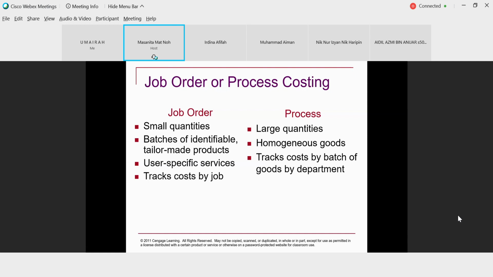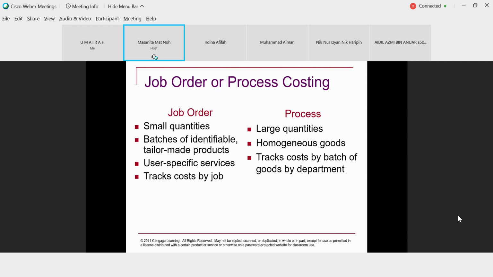Okay, so you tengok for job order, it is actually practical for the productions of goods in small quantities. Maksudnya dia bukannya benda yang you boleh produce banyak-banyak sekali. Kalau macam proses, contoh kalau you produce sekali banyak dan dia sama je, the item tu is the same thing, mungkin the difference in terms of size sahaja macam tu.